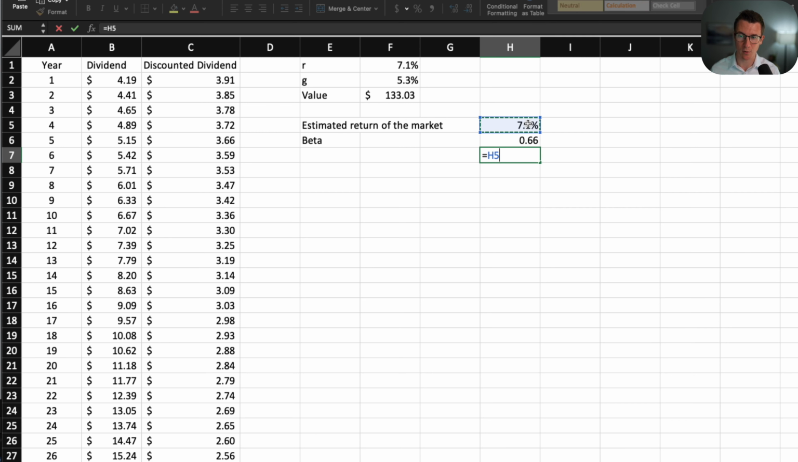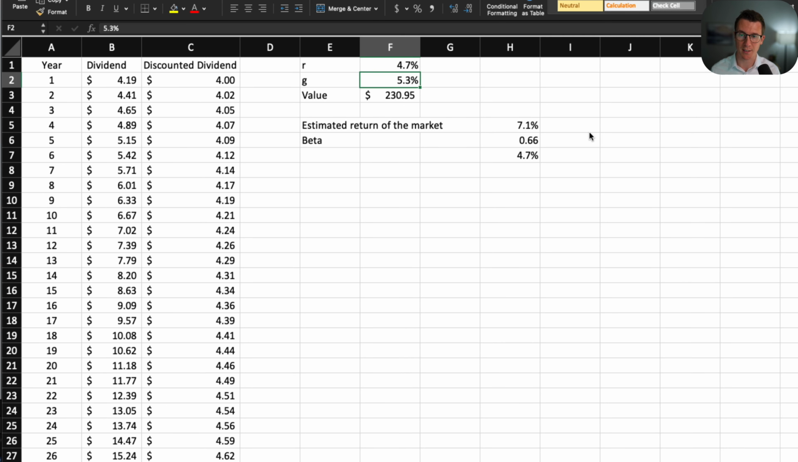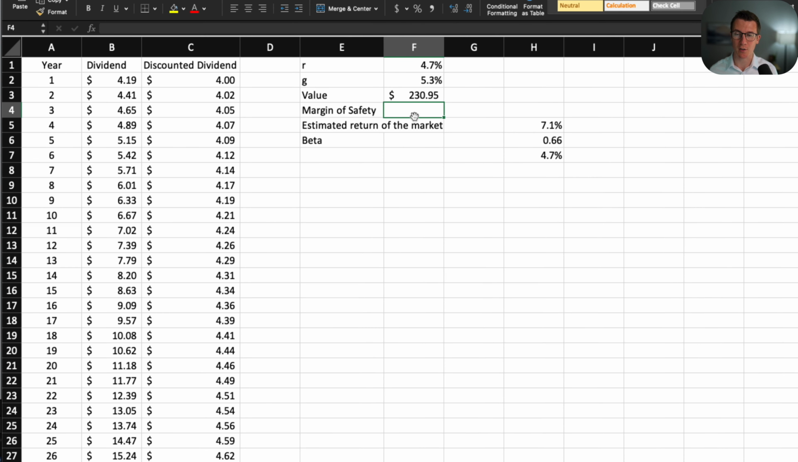We can simply take whatever we think the S&P will generate, multiply that by the beta, and that gives us a 4.7% required rate of return. So if we put in 4.7%, now the value of Johnson & Johnson jumps all the way up to $231. And then if you really, really want to impress your professor, you can also do a margin of safety value. Now, this is something that Ben Graham always argued for.